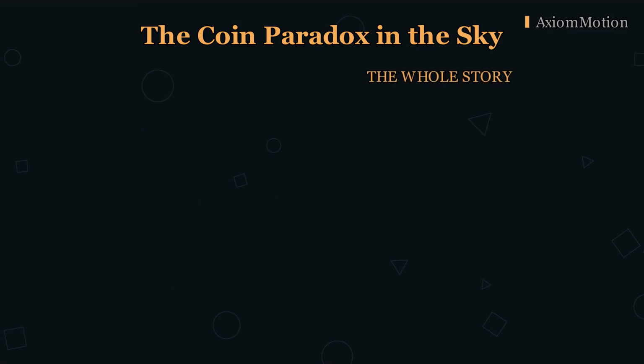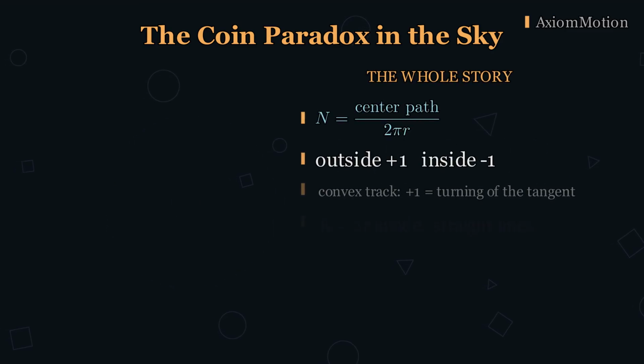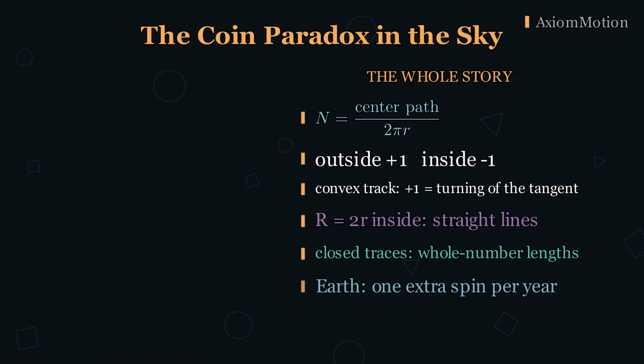So here is the whole story in one breath. Rotations equal the centre's path length over 2 pi r. Outside a circle, +1. Inside, -1. Around any simple closed convex track, the +1 is the turning of the tangent. A ring of twice the radius turns rolling into straight lines. The traced curves close up with whole number lengths. And the Earth quietly banks 1 extra spin every year.